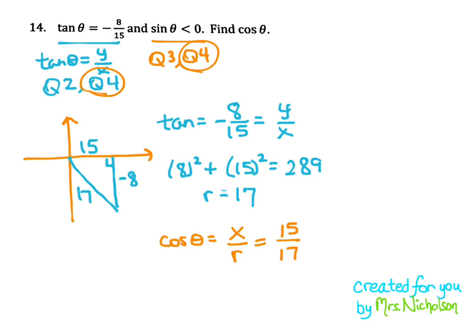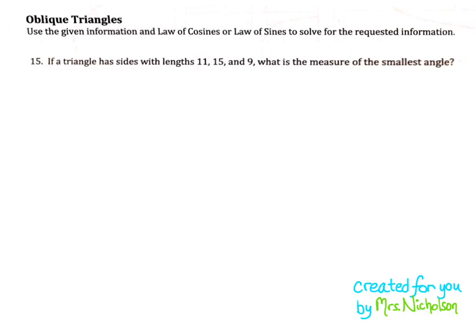And so that brings us to the end of the reference triangles. Let's talk about oblique triangles. Remember that oblique triangles are non-right triangles. And whenever we have a right triangle, like we've just been dealing with, we can use regular trig ratios. But when we have non-right triangles, if we're going to find missing information, we need to use law of cosines or law of sines.